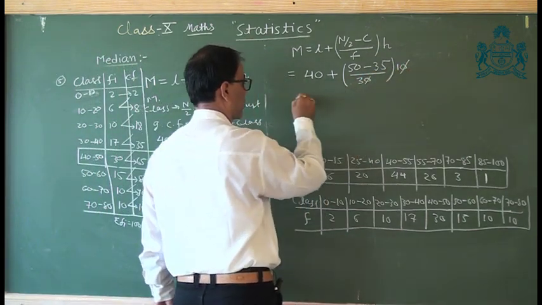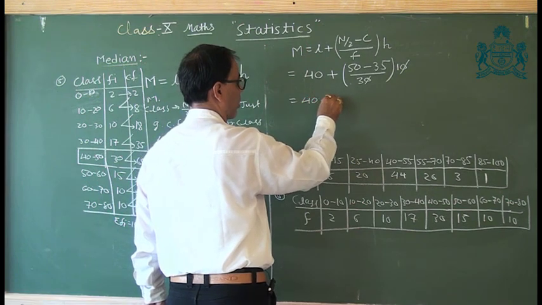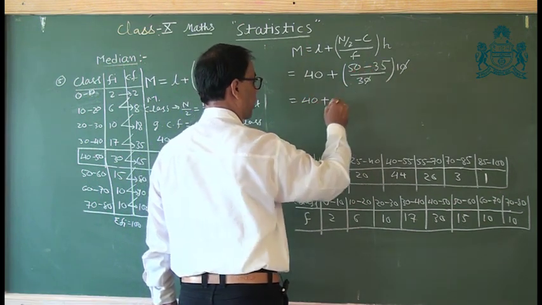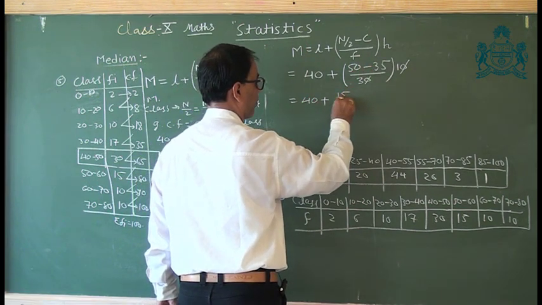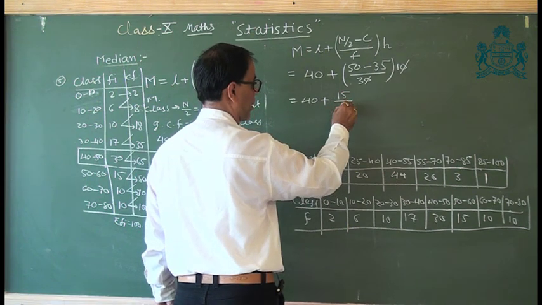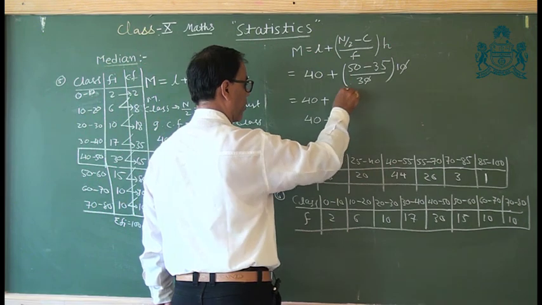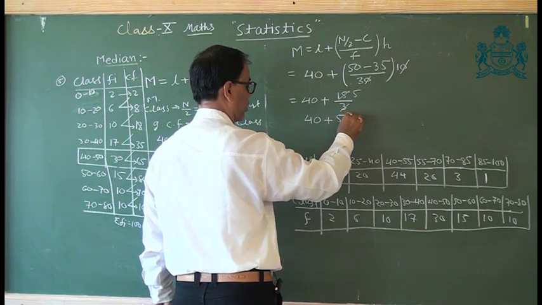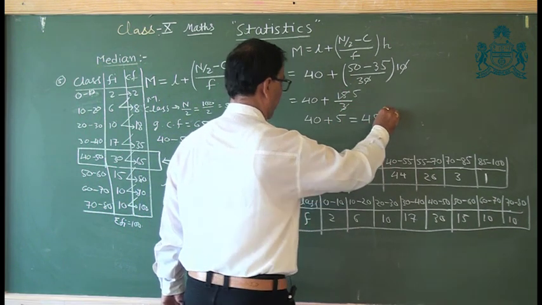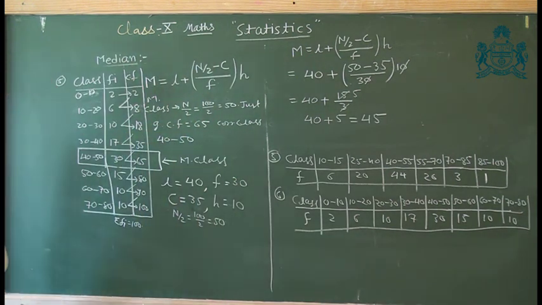0 and 0 cancel. 40 plus, subtract: 50 minus 35, 15 upon 3. Cancel 3 into 15, 5 times. 40 plus 5, 45. Median is 45.